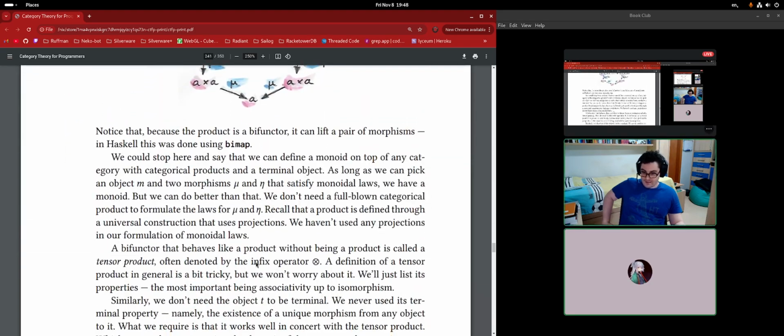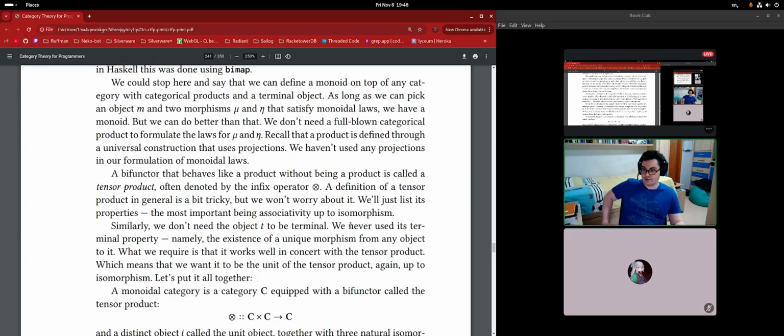Cool. As long as we pick an object M and show morphisms mu and eta that satisfy the monoidal laws, we can have a monoid. But we can do better than that. We don't need a full-blown categorical product to formulate the laws of mu and eta. Recall that a product is defined through a universal construction using projections. We haven't used any projections in the formulation.